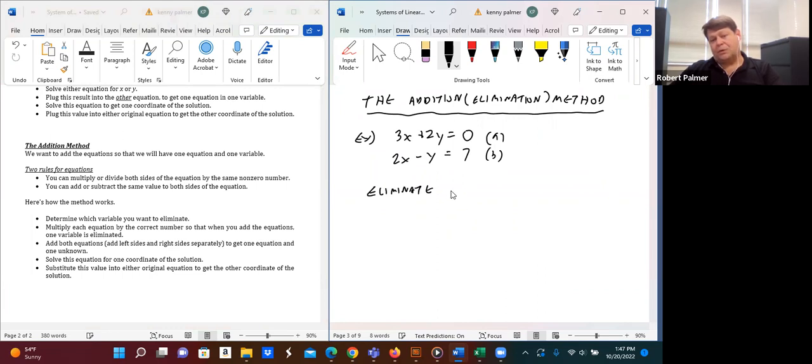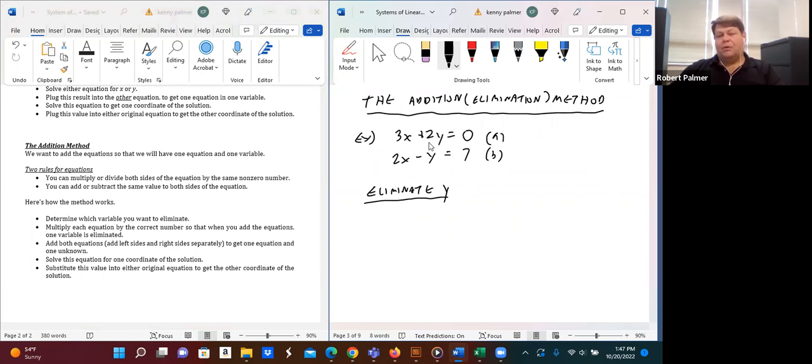At the moment, that's the easiest one to eliminate. Okay. So what I mean by eliminate is I'm going to add these two equations together. It means I'm going to add my y terms, 2y and y. Now, right now, if you add them together, they won't go away. Okay, you get like plus y.